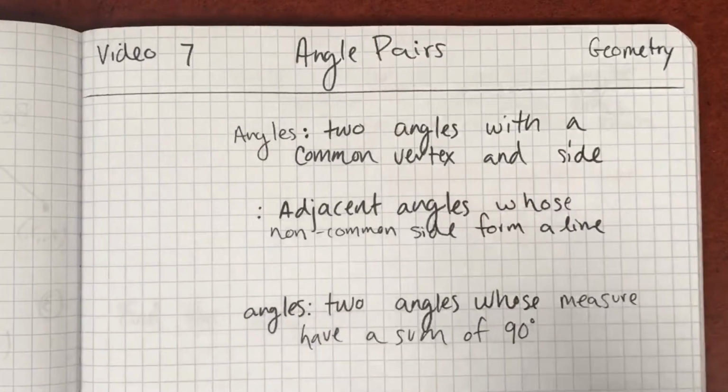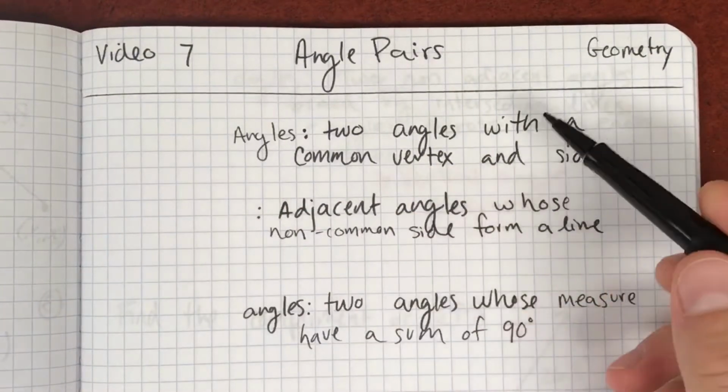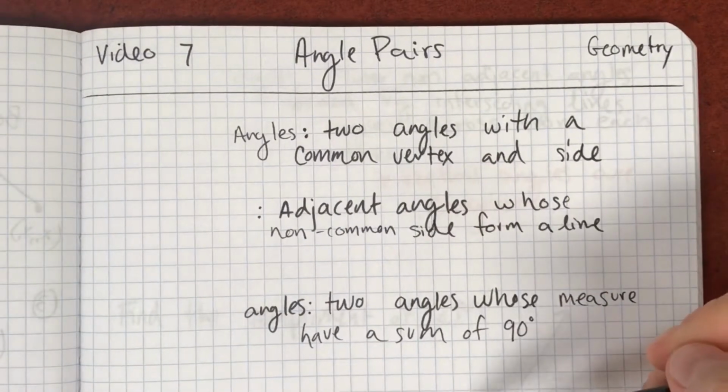This is video 7 for geometry, and today we're going to be talking about angle pairs. So first of all, we've got a little bit of vocabulary to go over.